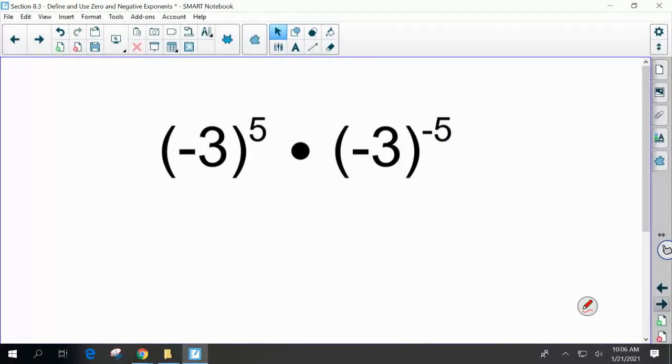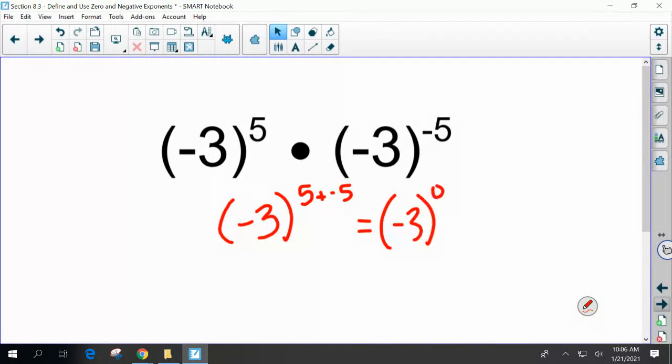Negative 3 to the 5th power times negative 3 to the negative 5th. So again, this is multiplication. So we add negative 3 to the 5 plus negative 5 would give you negative 3 to the 0. And anything to the 0 power is 1.